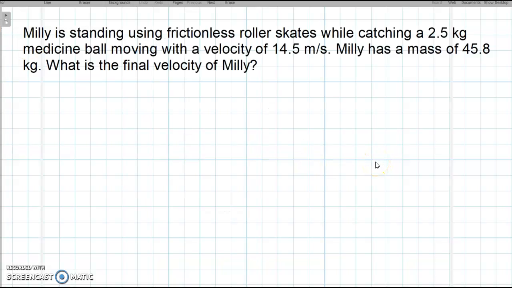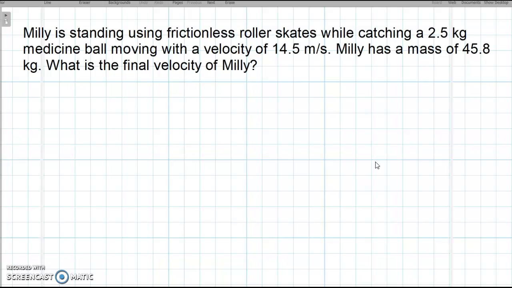Millie is standing on frictionless roller skates while catching a 2.5 kilogram medicine ball moving with a velocity of 14.5 meters per second. Millie has a mass of 45.8 kilograms. What is the final velocity of Millie? If we were to visualize this, we can see Millie on roller skates about to catch a medicine ball. So what type of collision is this?